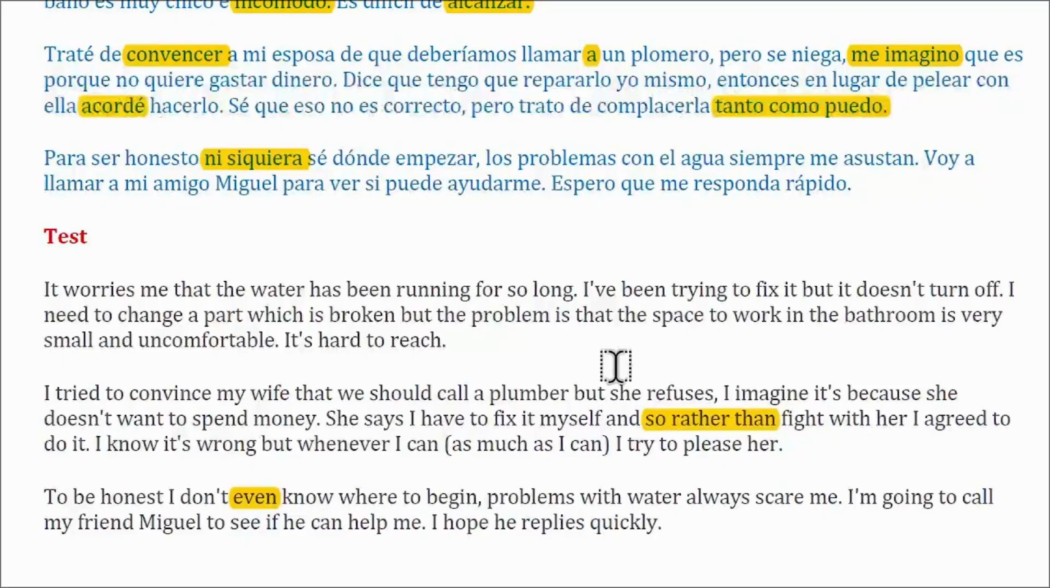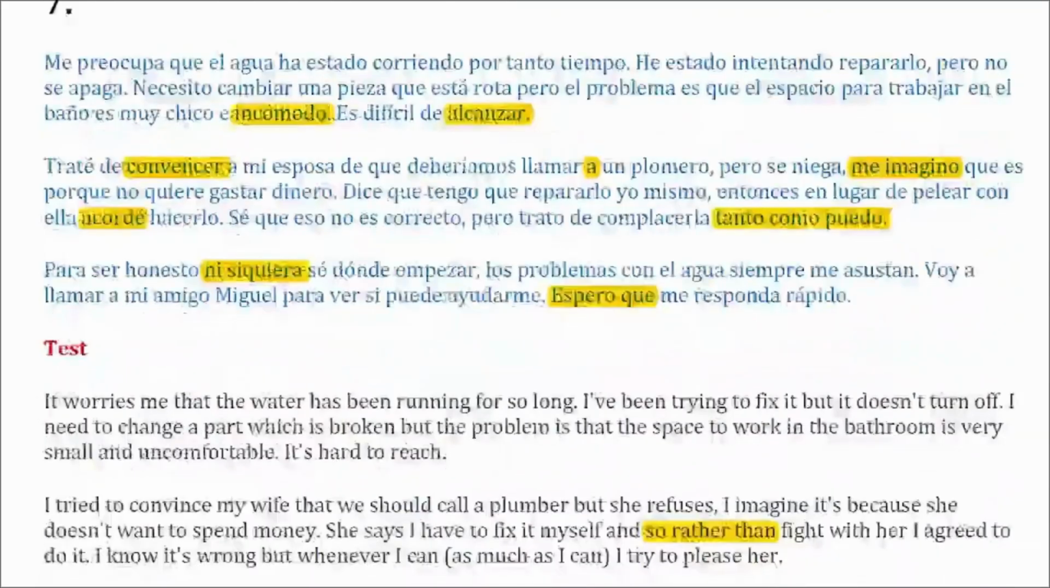Then finally we have espero que me responda rápido. Here we have a trigger for the subjunctive, right? Espero que. Now the verb is responder, but it switches sides. So he responds, responda rápido. It's quite a long paragraph there with a lot of glue and vocabulary to take from it.